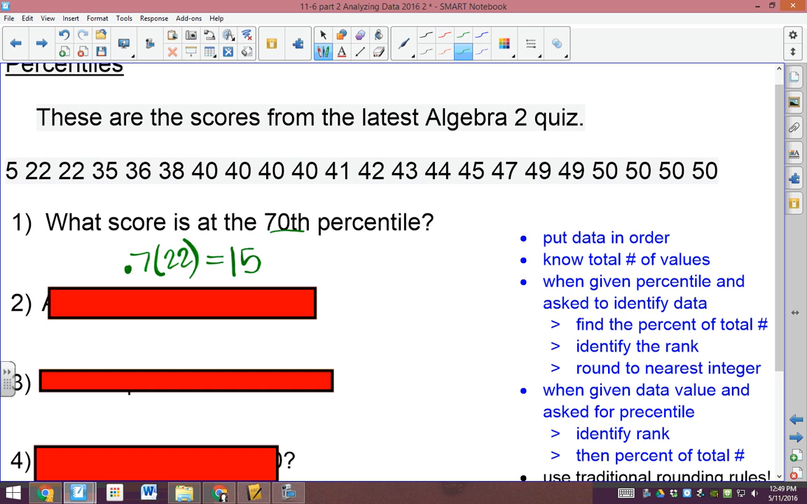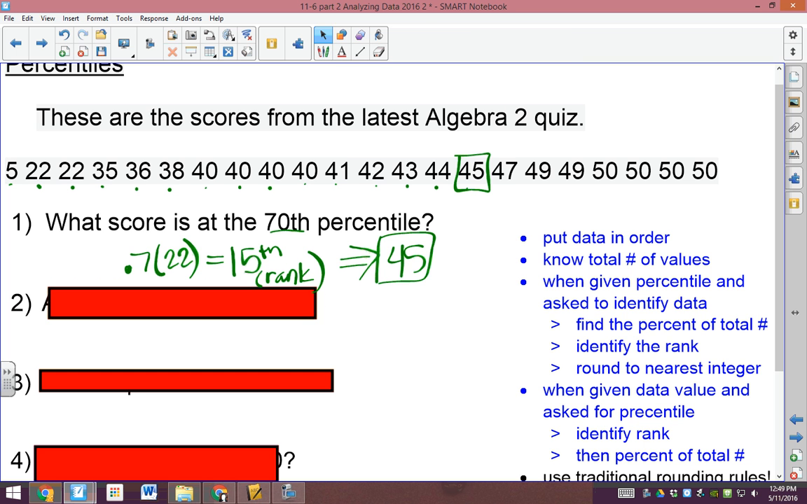But again, that's not the number. That's telling us the rank. 15th. So the 15th item: 1, 2, 3, 4, 5, 6, 7, 8, 9, 10, 11, 12, 13, 14, 15. This is rank number 15, therefore the answer is the score, which is 45. Make sense? Yes. Cool.